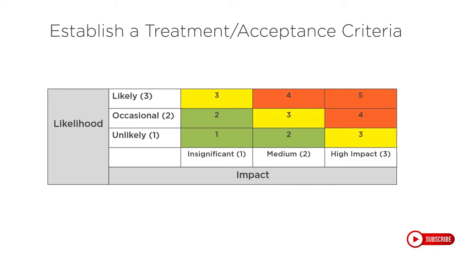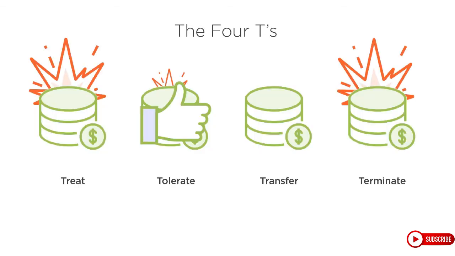Treating and tolerating is covered by the 2 edge areas of our acceptance criteria. Bottom left is accepted by default, top right must be treated by default. Basically, we are working to move all the risks in the organization from the top right to the bottom left. Okay, so we talked about treating and we talked about tolerating. Now let's talk about the last 2 groups.